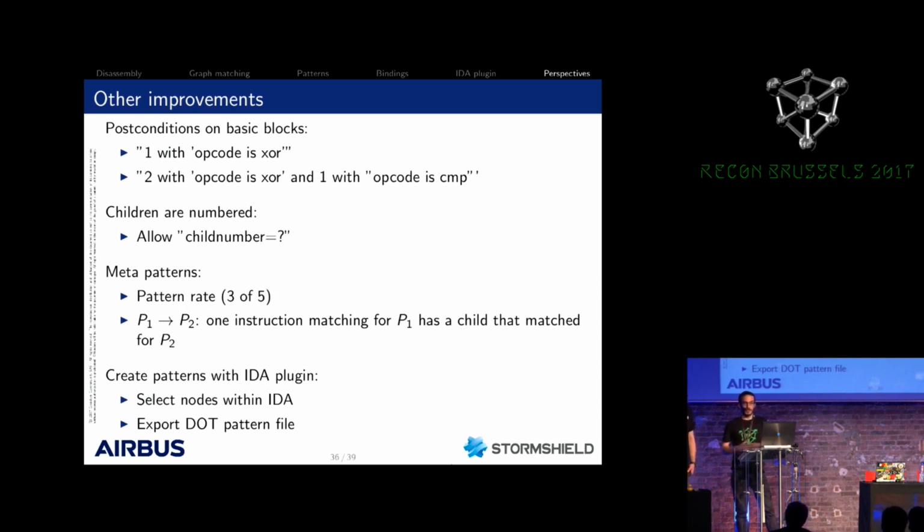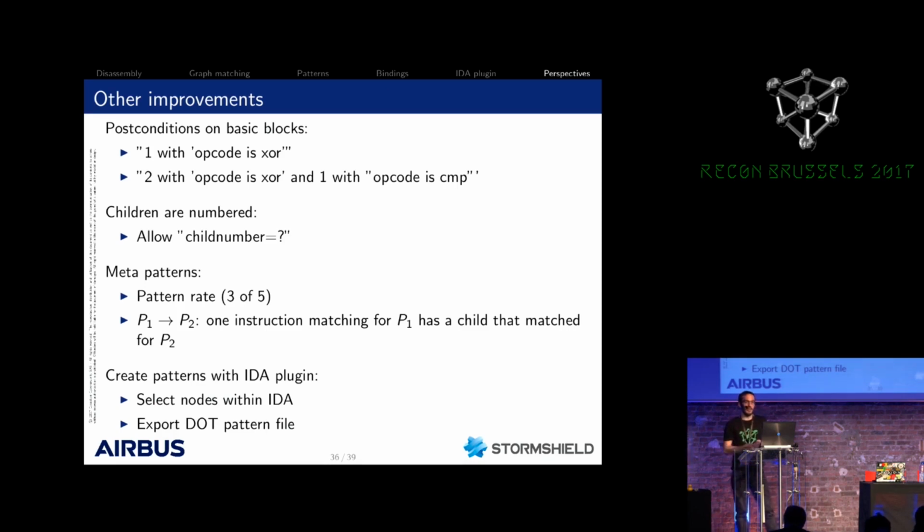Then, as Jonathan explained, we would like to have meta patterns in GRAP, which would be able to let us say, okay, I have 5 patterns. I want a match if we find 3 of them. That's enough. Or we would like to say, okay, I have 2 patterns, P1 and P2. Find me a binary that has one match of P1 that is directly followed by a match of P2. That is, there is one instruction of P1 that has, as a child, an instruction of P2. We would like to do some pattern linking like that.